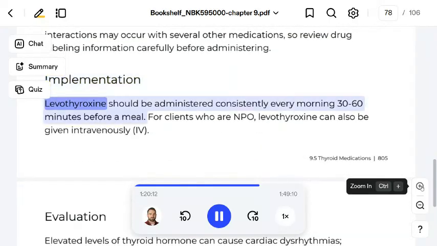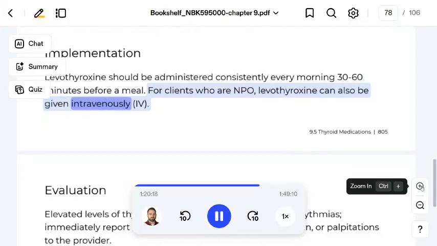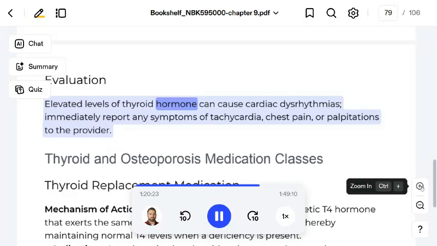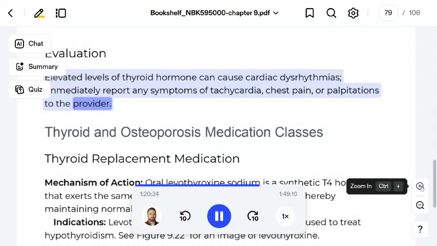Implementation. Levothyroxine should be administered consistently every morning 30 to 60 minutes before a meal. For clients who are NPO, levothyroxine can also be given intravenously. Evaluation. Elevated levels of thyroid hormone can cause cardiac dysrhythmias. Immediately report any symptoms of tachycardia, chest pain, or palpitations to the provider.